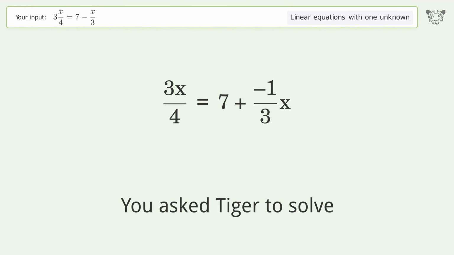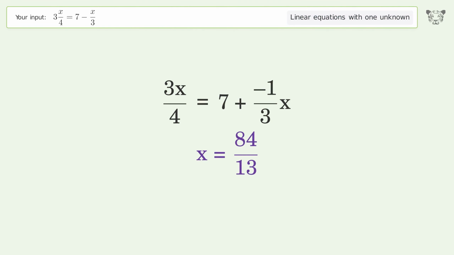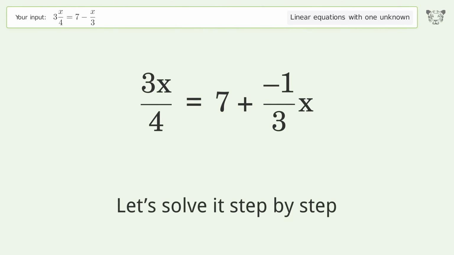You ask Tiger to solve. This deals with linear equations with one unknown. The final result is x equals 84/13. Let's solve it step by step.